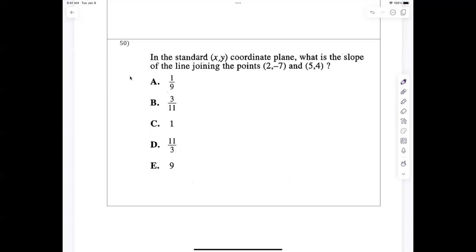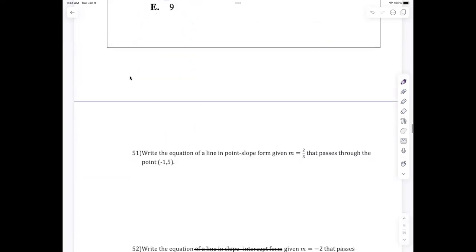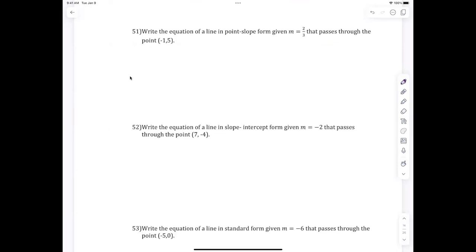What is it? We agree 11/3, right? Now, for me, I calculate, do I want to do -7 minus 4 or do I want to do 4 minus -7? I would prefer to do 4 minus -7 because now that becomes positive. So hopefully you're agreeing that it is D. Moving forward. Now we're back to normal.